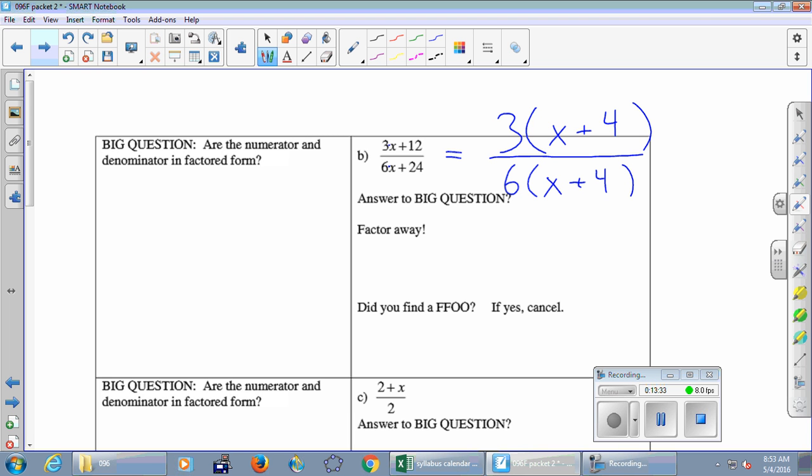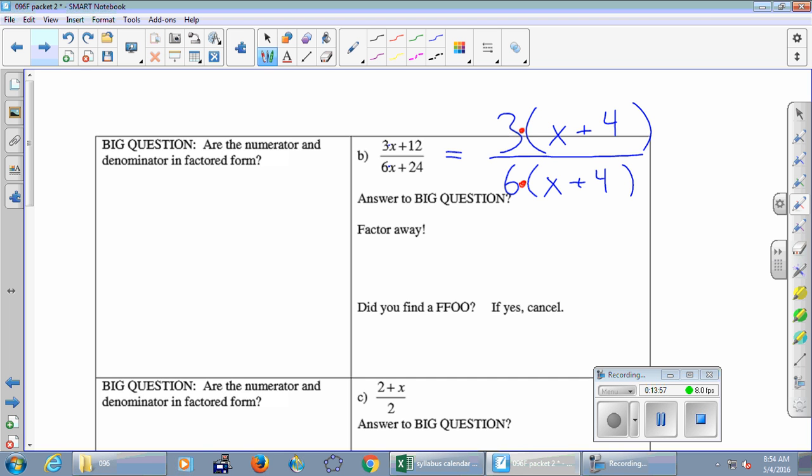What is the fundamental operation on top? Is it addition or multiplication? This is now a multiplication. See how it's subtle, but the thrust of the operations have changed. In original form, it was a 3x plus 12. Plus was the fundamental part. Now it's a 3 times x plus 4. It's multiplication. And now we can cancel.